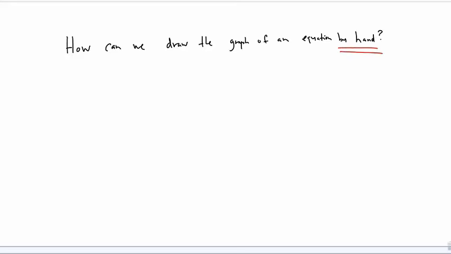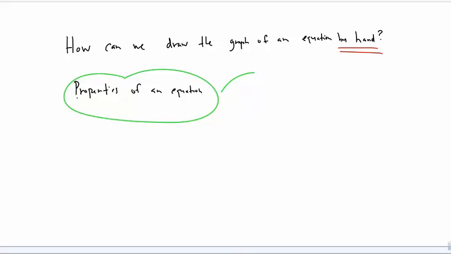To do this, we will first develop some properties of an equation. It turns out that these properties have a geometric interpretation. That is reflected in the graph.